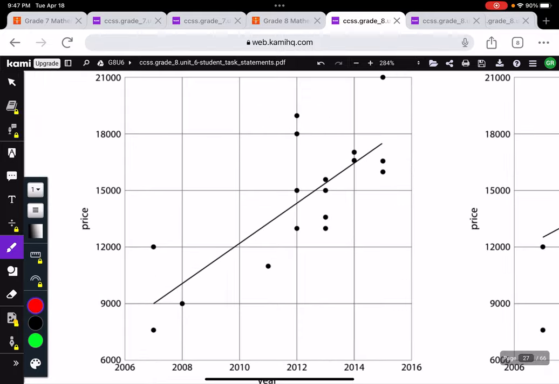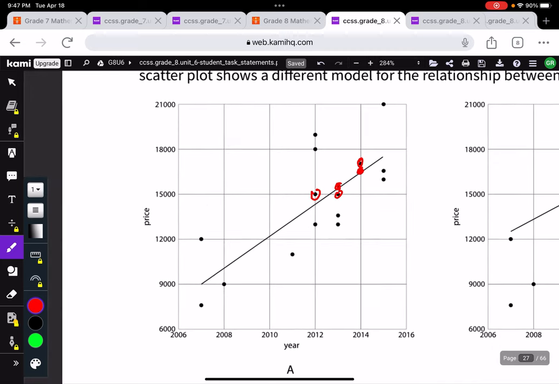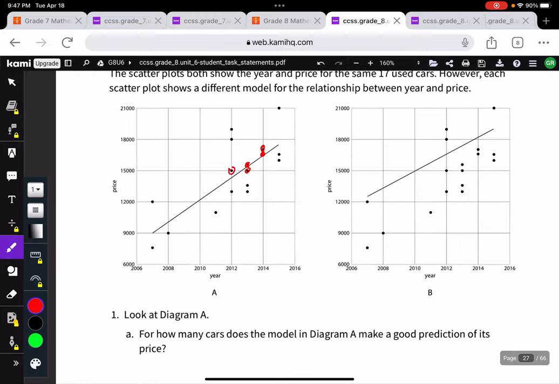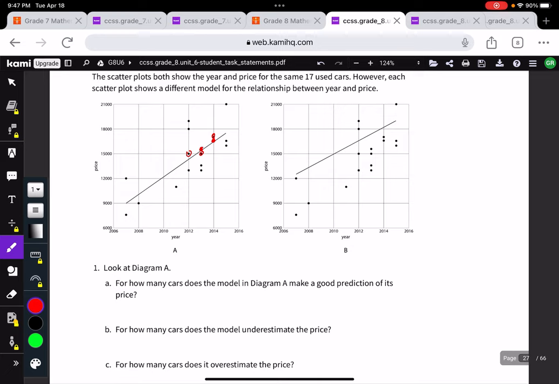So if we look at this, that's pretty much on the line. That's a good prediction. That means the line is predicting the actual price. That's another one. You could kind of say this is pretty close. This is pretty close. This is pretty close. You could either say it's 2 or 5. 2 are kind of right on the line, but there are 3 others that are pretty close. So whatever you want to say for A, you could say it's 2, 3, 4, 5, right?